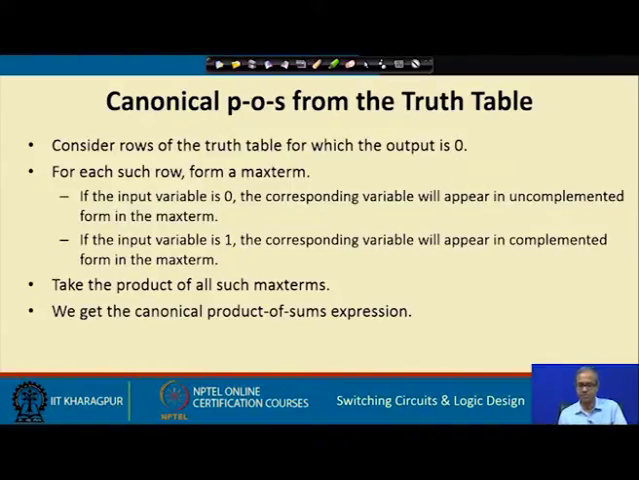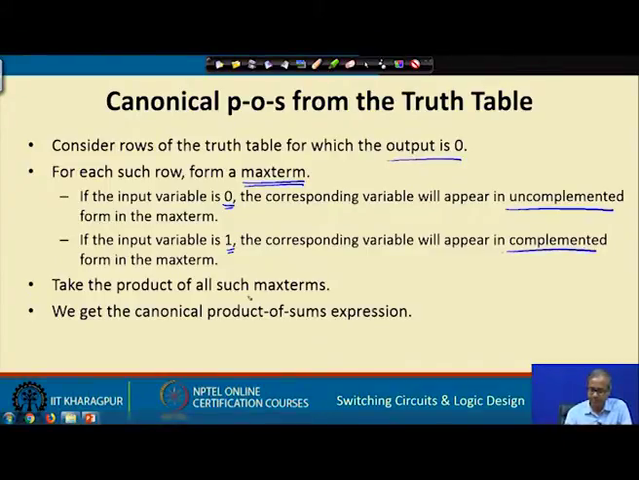Similarly, you can do the same thing for a product of sum realization. Here you recall, this also we discussed earlier. We consider rows of the truth table for which the output is 0. For each row, you form a max term where the convention for the variable polarity is just reverse with respect to sum of product. If it is 0, then you use it in uncomplemented form. If it is 1, then you complement and take the product of all the max terms. What you get is the canonical product of sum expression. This already we illustrated earlier with the help of an example.